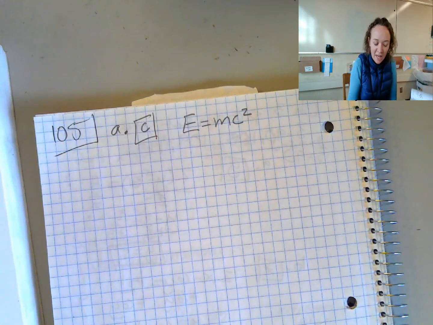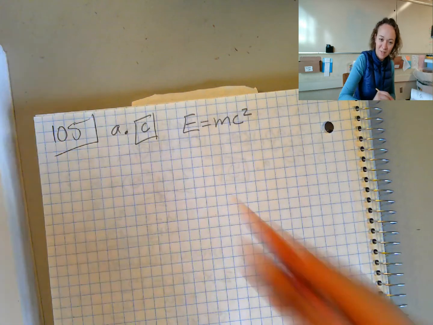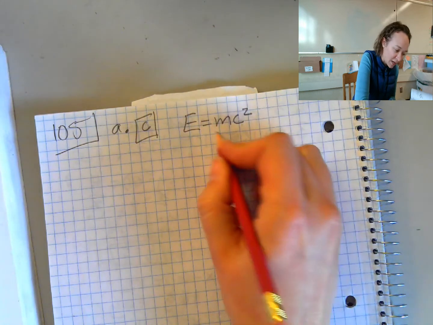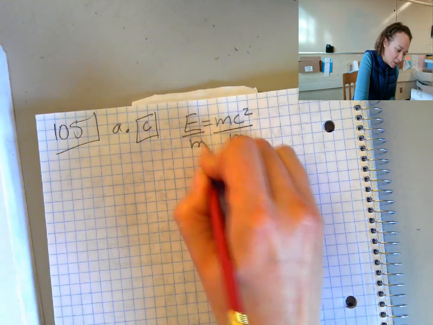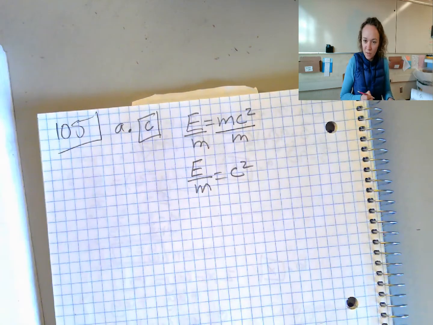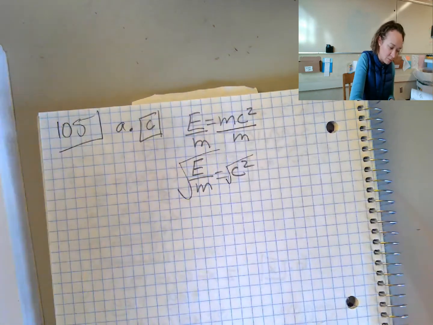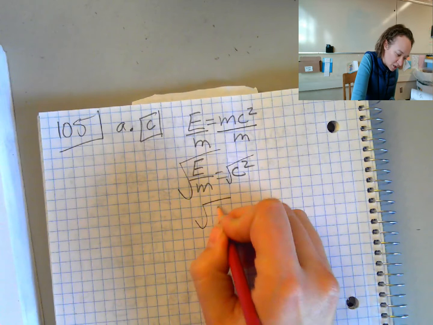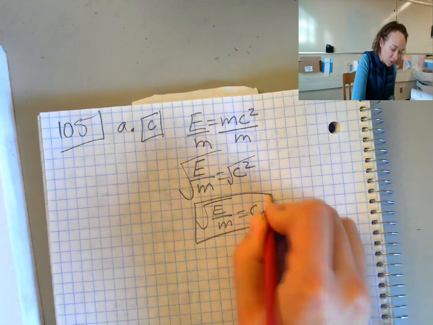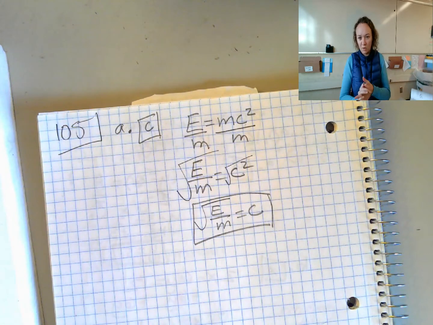All right, for 105A, we're solving for c in the very famous equation E equals mc squared. I need to get c alone, so I'm going to get rid of that m first by dividing by m. So E divided by m equals c squared. Now I'm going to take a square root of both sides, like so, and that gives me the square root of E divided by m equals c. You can take the square root of both sides because squaring is the opposite of square rooting.